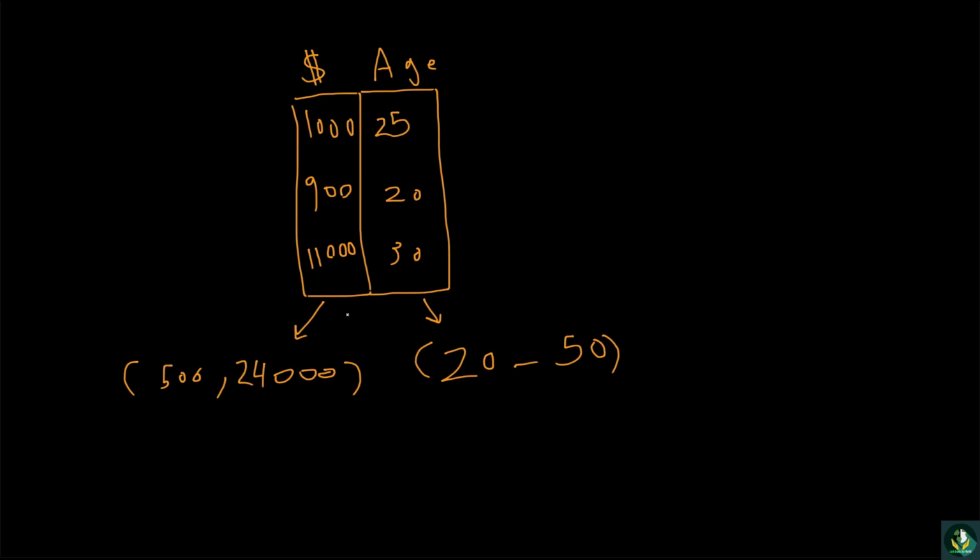Let's say that we have a data set with just 2 columns. The first column is the monthly income, and the second column is the age column. The range of values in the first column is up to $524,000 per month. And the range of values in this age column is between 20 and 50.